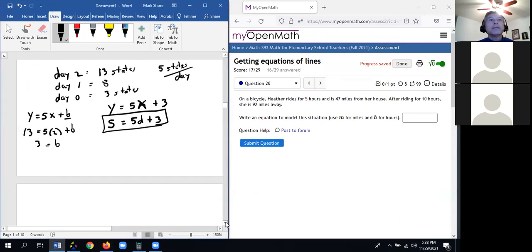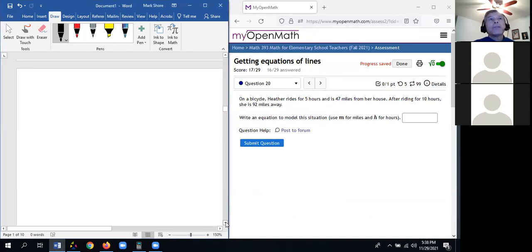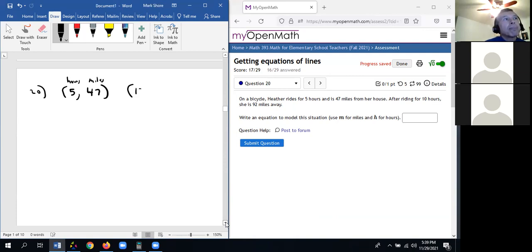Okay, on number 20, it says on a bicycle, Heather rides for 5 hours and is 47 miles away from her house. Okay, so let's keep track of some points here. 5 hours, again, we keep time on the x variable in a coordinate. 5 hours, she is 47 miles. See, time on this side, that's hours. And here's miles right here. And then after riding 10 hours, she is 92 miles away. Write an equation to model this situation.